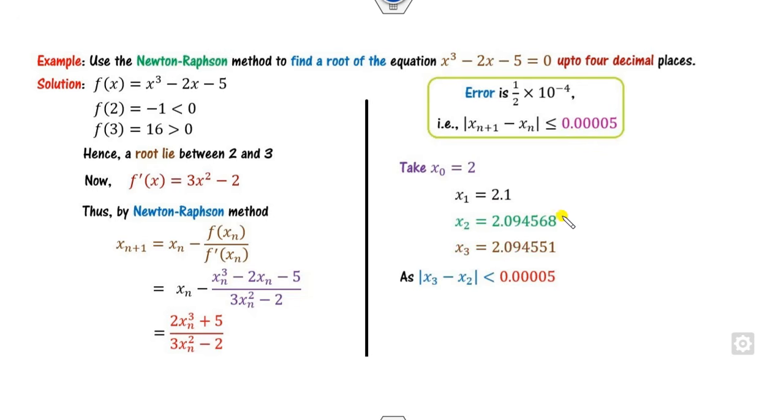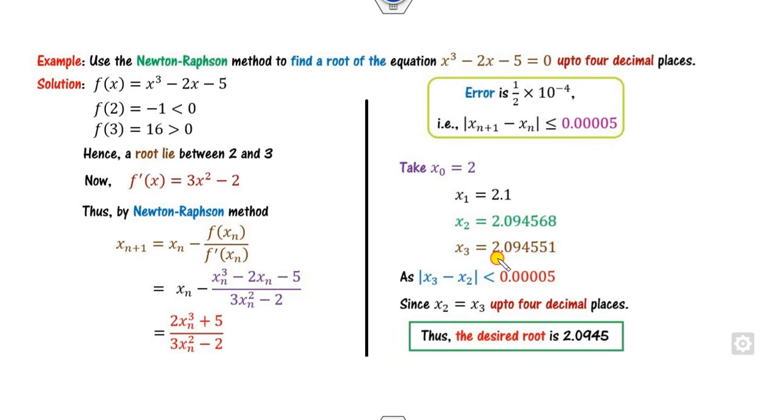I substitute this value of x2 here. We will get this number. And clearly if you take the difference, it is less than this number. Therefore we stop the process, and this is my right answer. I can convert it into 4 decimal places. So this is my right answer.